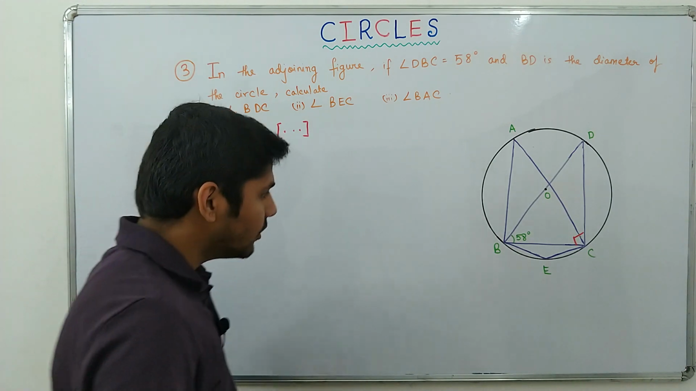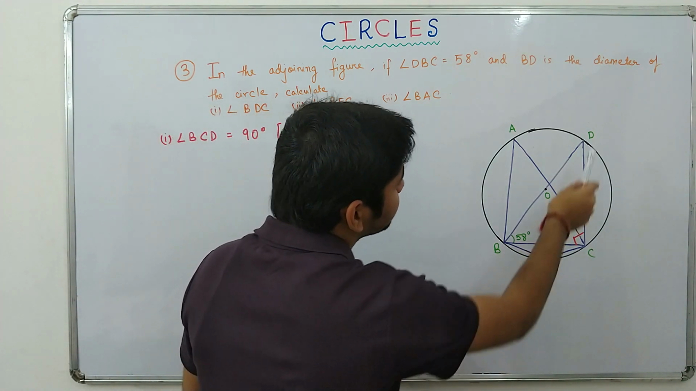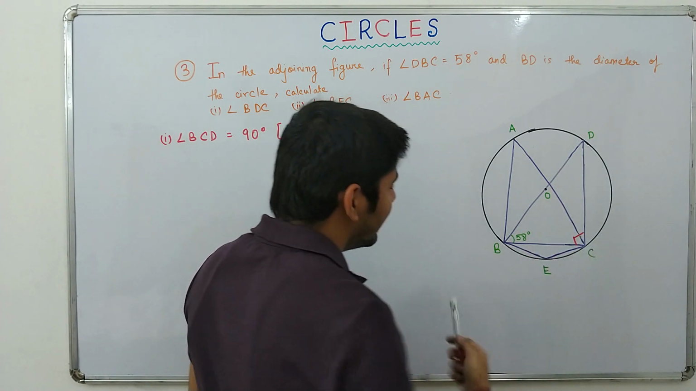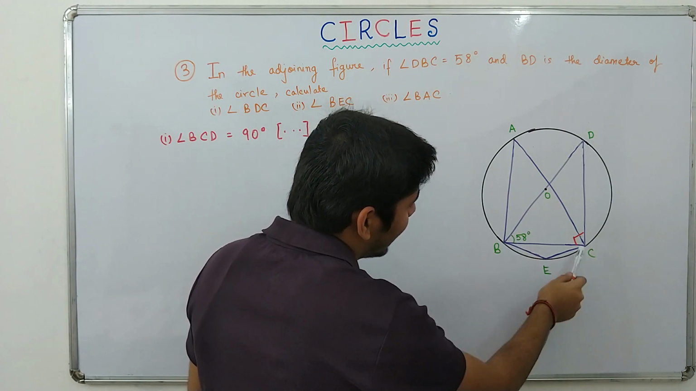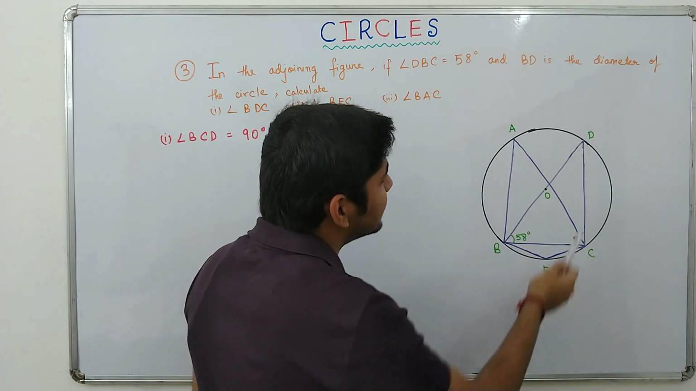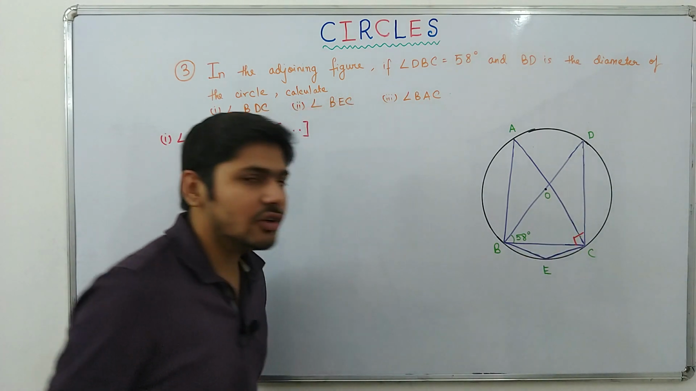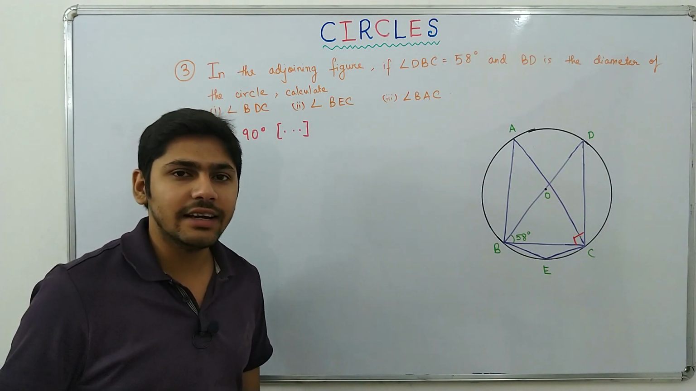Okay. Now check out triangle BDC. In triangle BDC we know two angles, 58 degrees over here and 90 degrees over here. So we can easily calculate the third angle. As we know, the sum of all three angles of a triangle is 180 degrees.